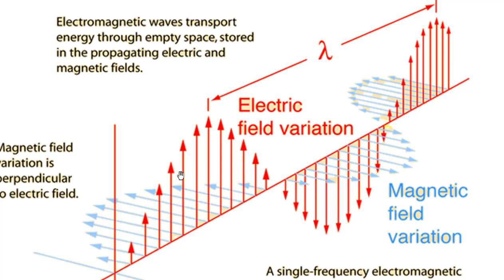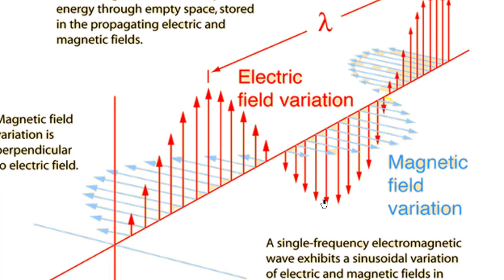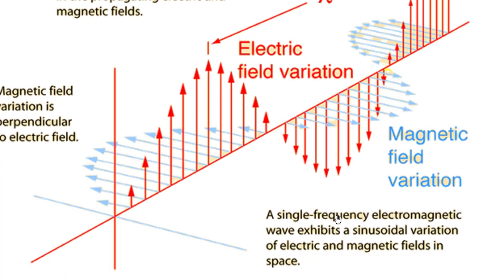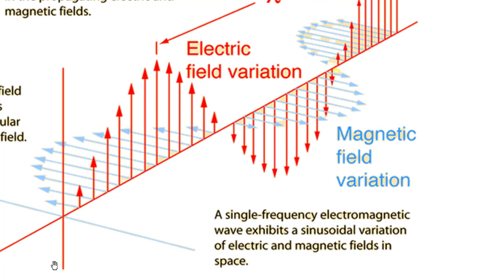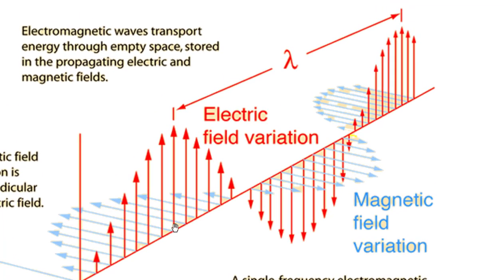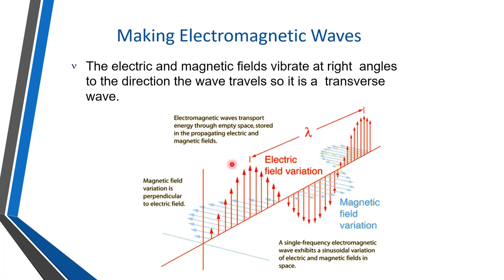So suppose the electric field is in the y direction and the magnetic field is in the x direction, then the wave may travel in the z direction. Okay, so it is known as a transverse electromagnetic wave. A single frequency electromagnetic wave exhibits a sinusoidal variation of electric and magnetic fields in space. So an electromagnetic wave is a transverse electromagnetic wave. The direction of propagation is different from the field direction.